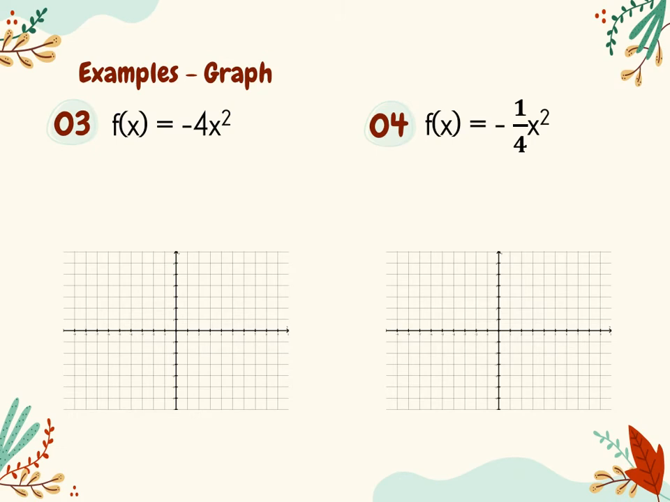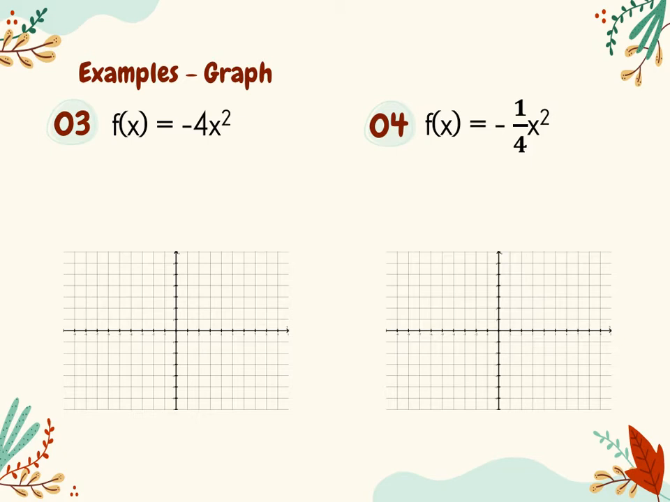All right, so now what do we think is happening with these graphs? They're going to be upside down. That's one thing, right? If I were to compare it to just x squared, what does the 4 on the front do? Makes it skinnier or narrower. What's the 1/4 do? Wider.